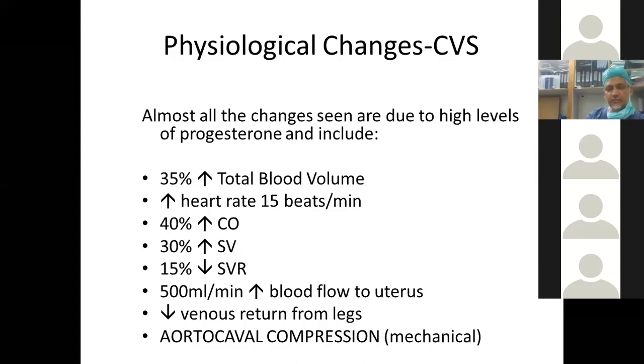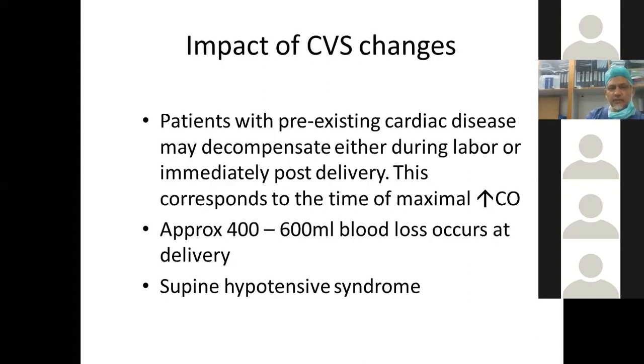Aortocaval compression occurs because the gravid uterus is lying over the inferior vena cava and aorta. As an impact of the cardiovascular changes, a patient with pre-existing cardiac disease may decompensate either during labor or immediately post-delivery. This corresponds to the time of maximum cardiac output. Approximately 400 to 600 ml blood loss occurs at delivery.